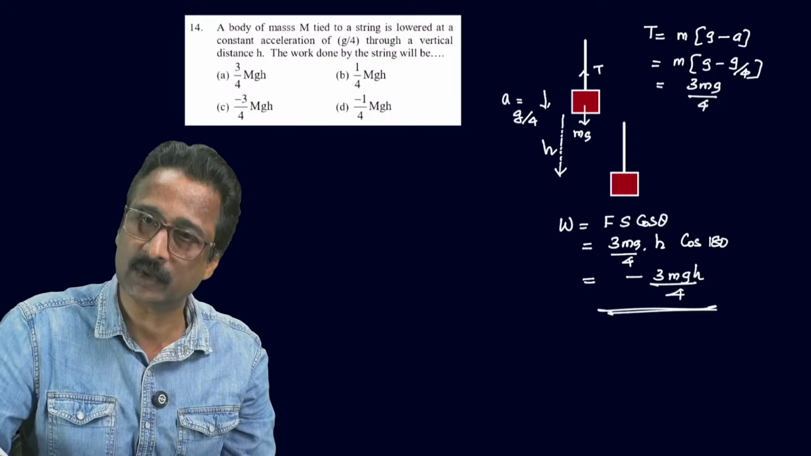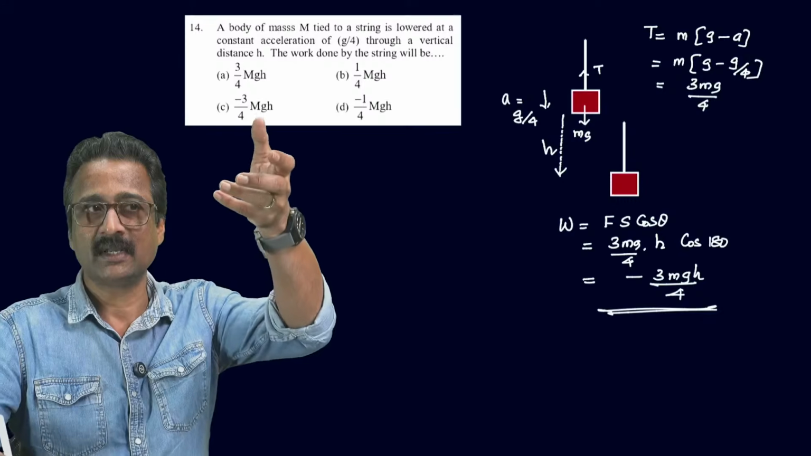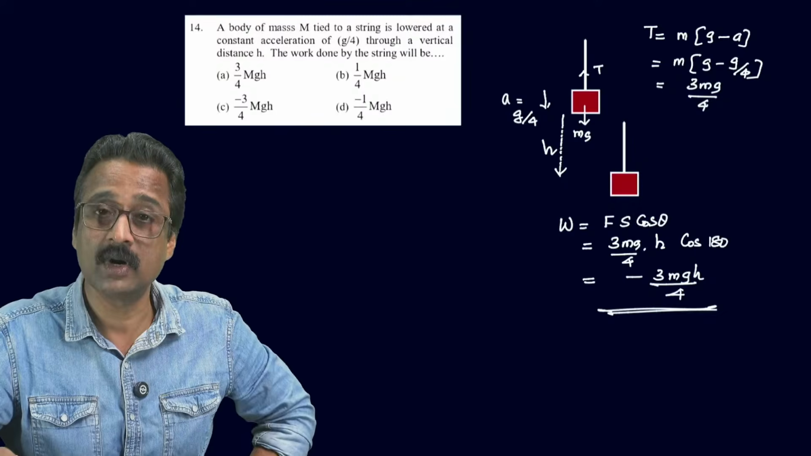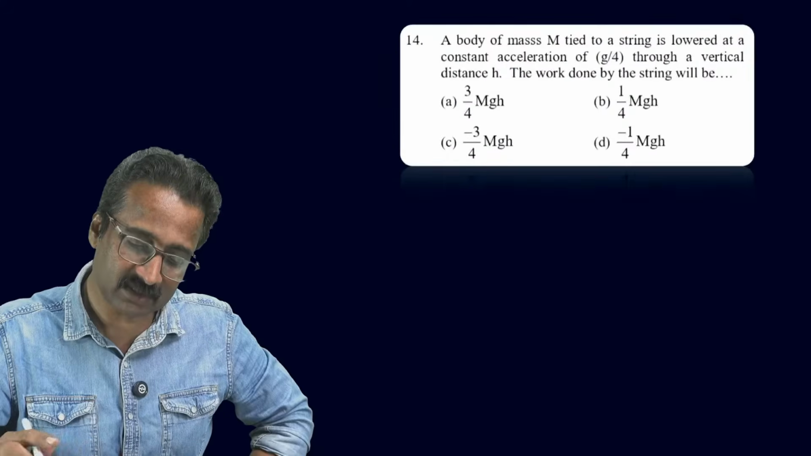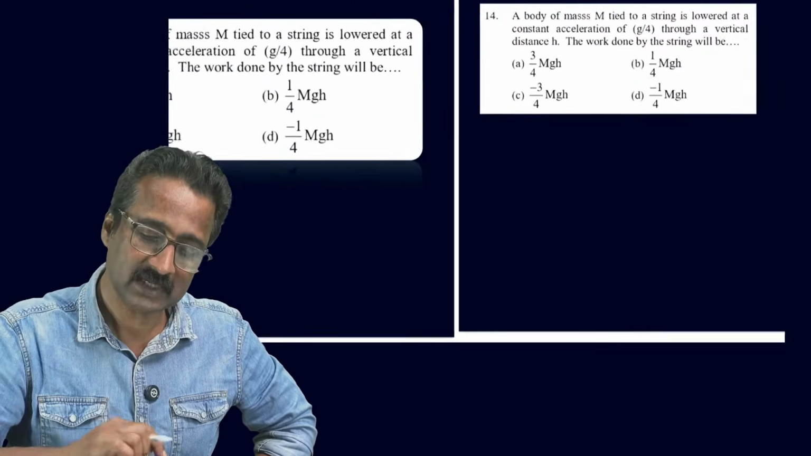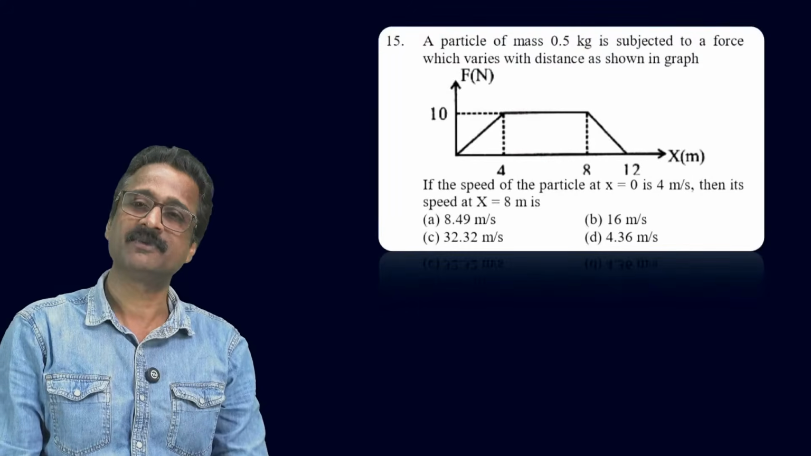Tension is doing a negative work here, obviously because you're allowing the body to go down while tension is acting upwards. So certainly the work is negative. So minus 3 by 4 mgh is your right answer. Your option is C. Moving on, question number 15.